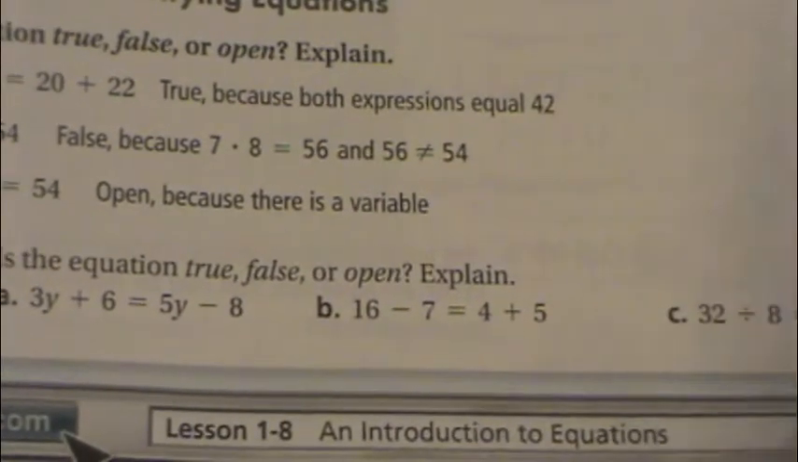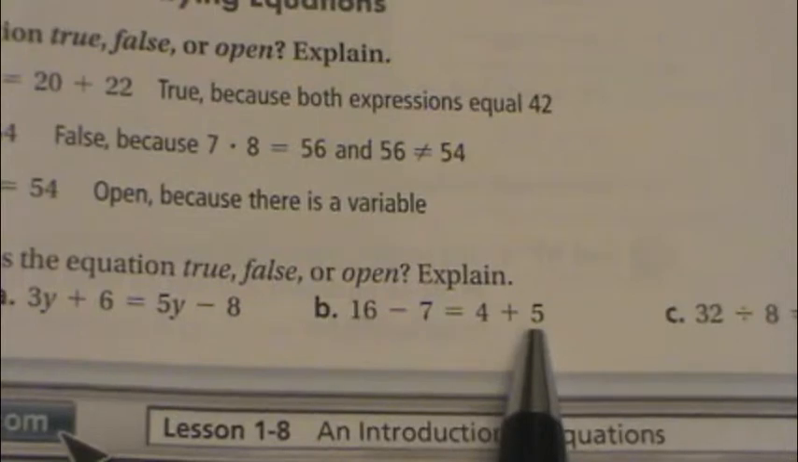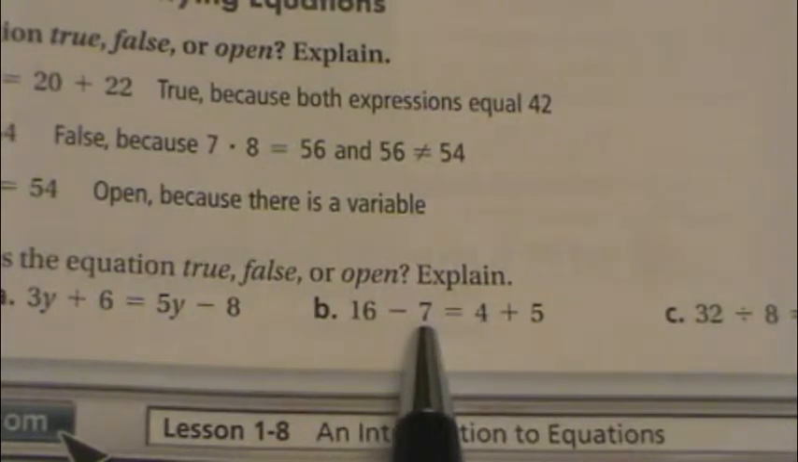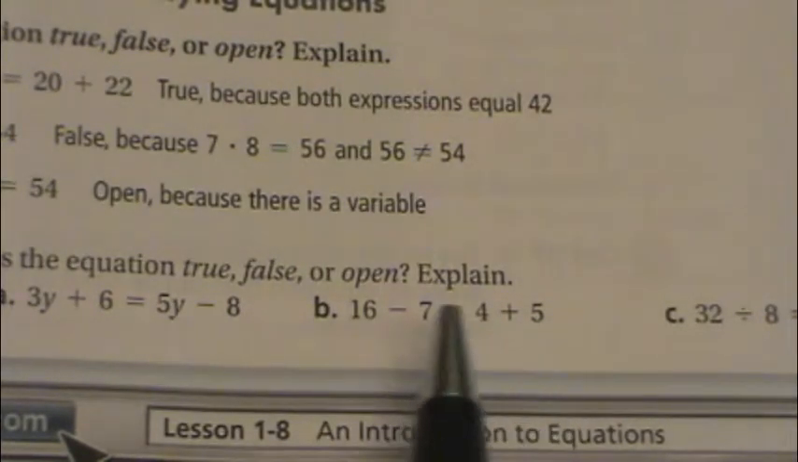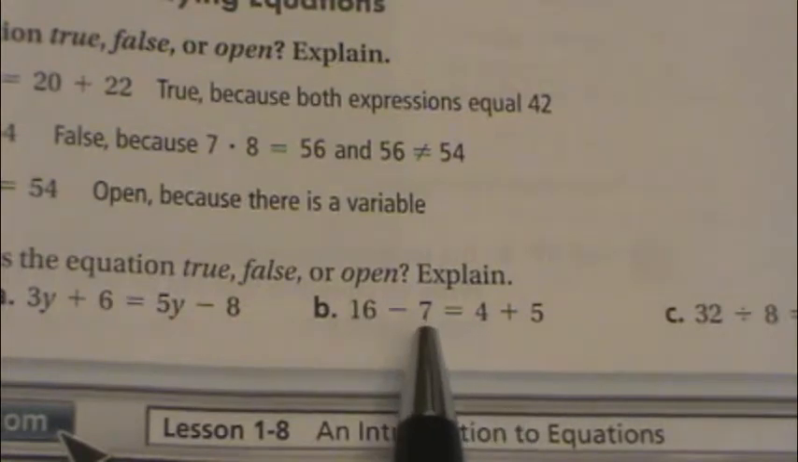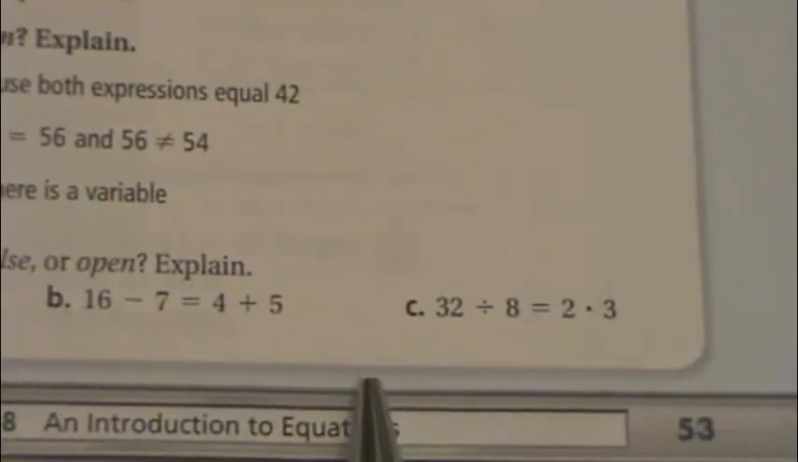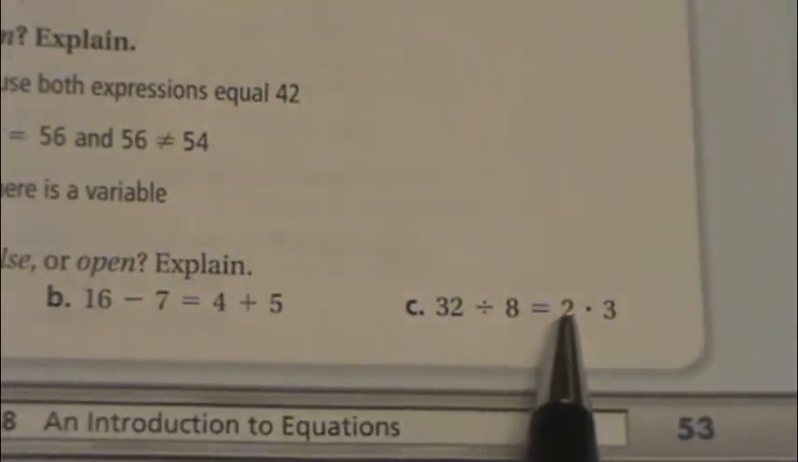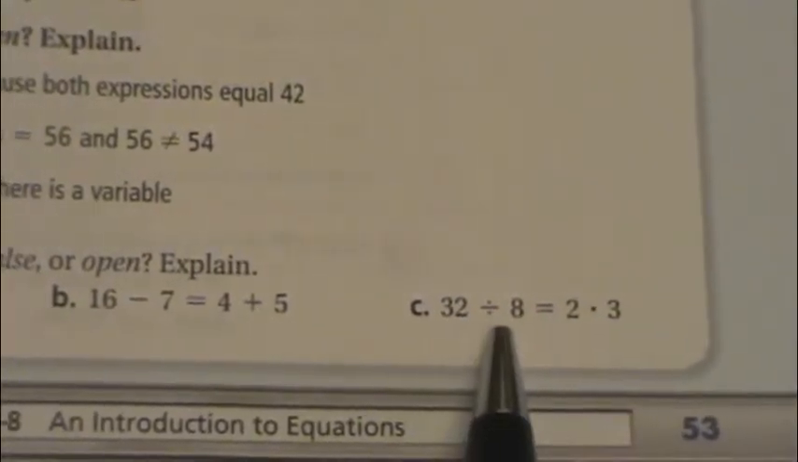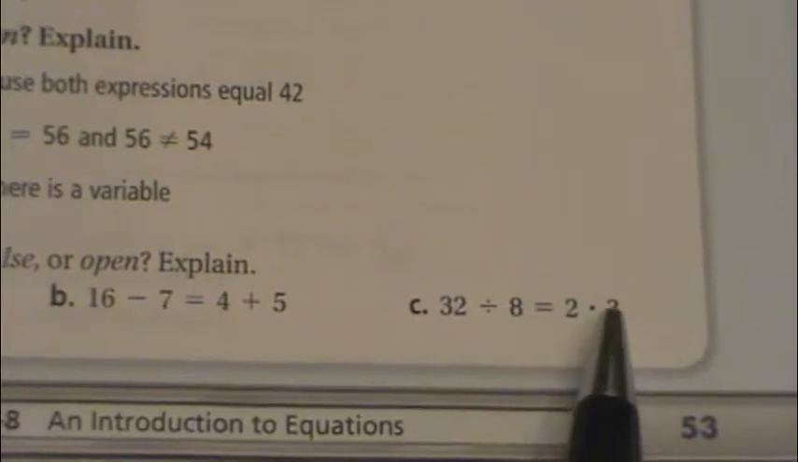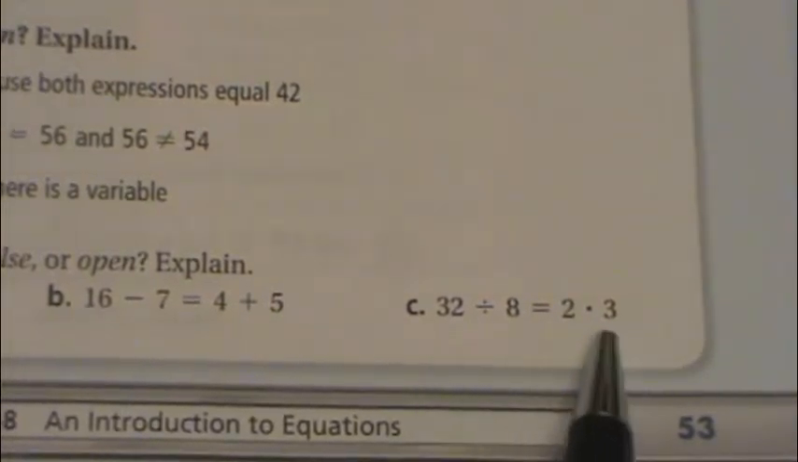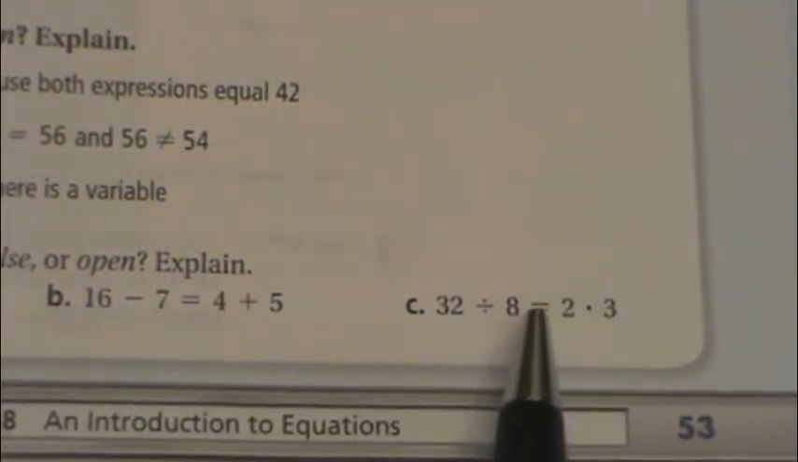Letter B. 16 minus 7 equals 4 plus 5. Well, 16 minus 7 is 9. 4 plus 5 is 9. 9 equals 9 most days, so this equation is true. Letter C. 32 divided by 8 equals 2 times 3. Well, 32 divided by 8 is 4, equals 2 times 3, which is 6. That would be false. That one does not work.